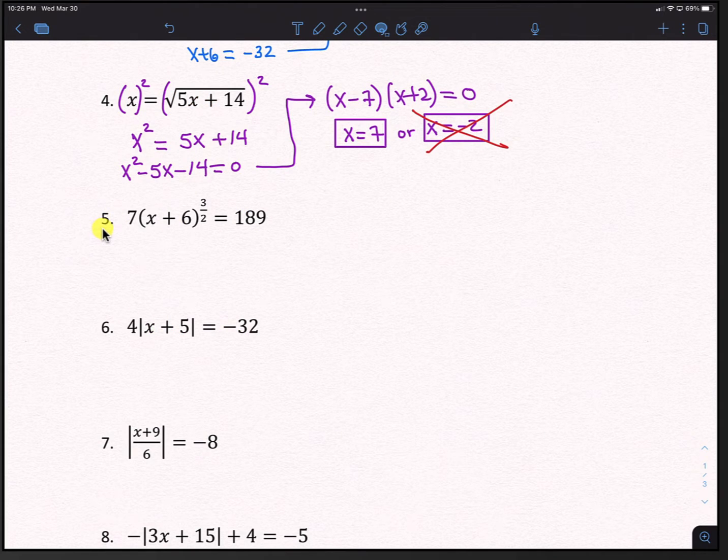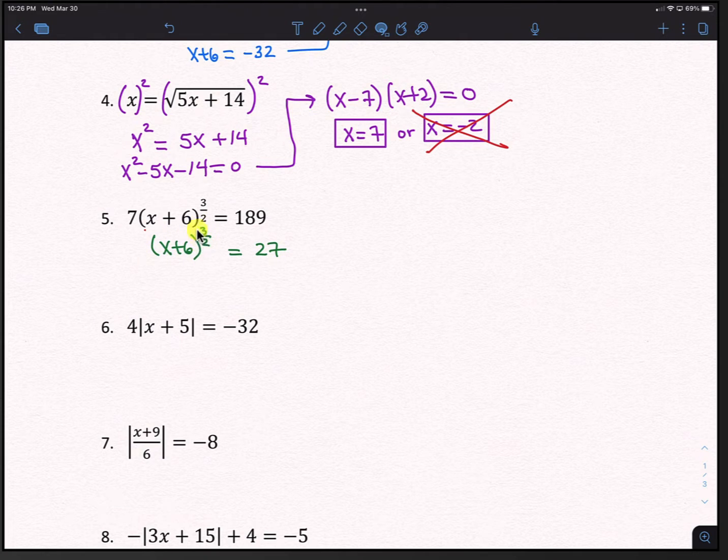All right, for problem 5, we have x plus 6 being raised to this fractional exponent, and then it's being multiplied by 7. So what we'd want to do is get rid of the 7 first. We'll need to divide by 7 on both sides. So 189 divided by 7 gives us 27 on the right.